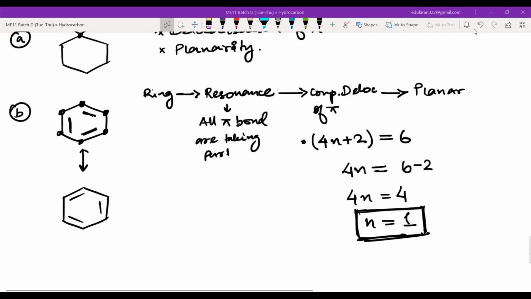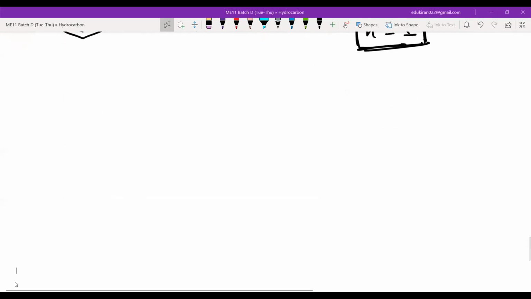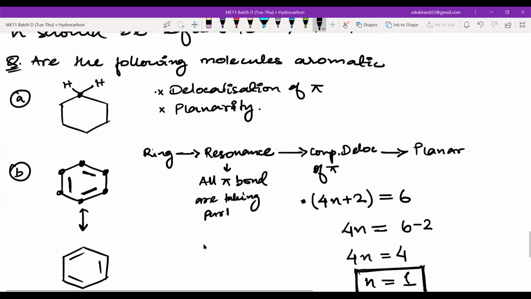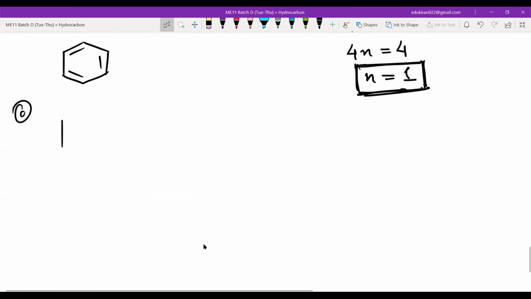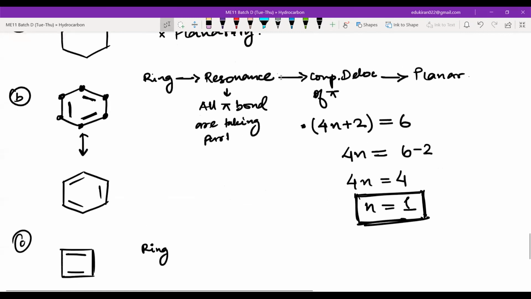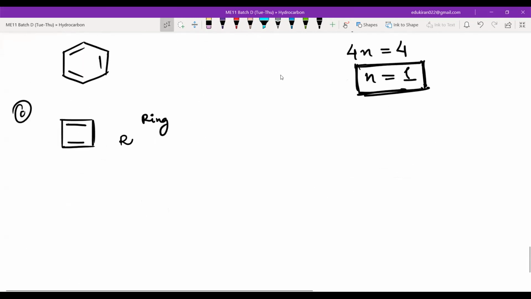Okay. So I think I can move on. Next structure that I'm going to look at is, I don't know which example this is. Okay. So first of all, you will tell me, is this a ring? Yes or no, guys? Is this a ring? Yes, sir. Okay. Can you see resonance here? Yes. Okay. What is the next point?